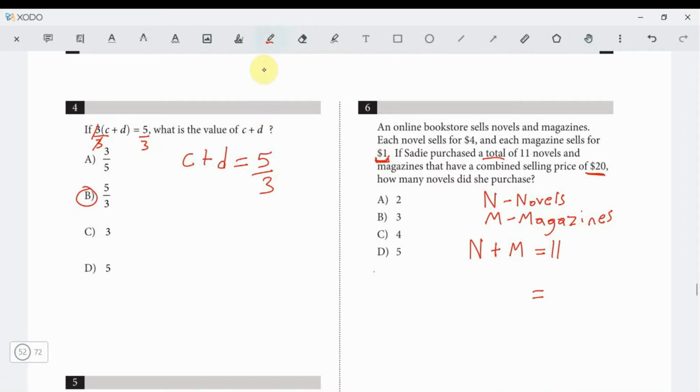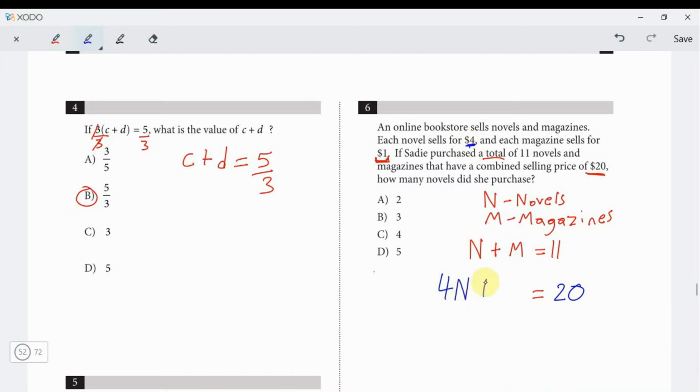So in terms of the monetary value now, let's put the monetary value equation in blue. $20 is equal to 4 times the number of novels N, because it's $4 for a novel, so it's 4 times N, plus $1, because it's $1 for a magazine, times M must equal 20. So they want us to know how many novels she purchased. So this equation must be true, right? 4N plus M must be 20. So literally they're asking us to solve for N.